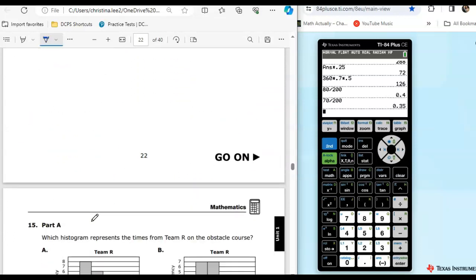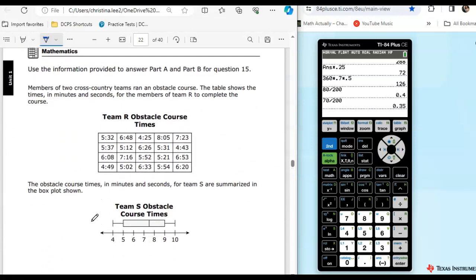All right, in our next question, number 15, we are looking at two teams that have obstacle course times. So we have Team R and Team S. This is very close to what we are studying right now, so this should be super helpful for you. We have the times for Team R in a table, and then we have the times for Team S in a box plot.